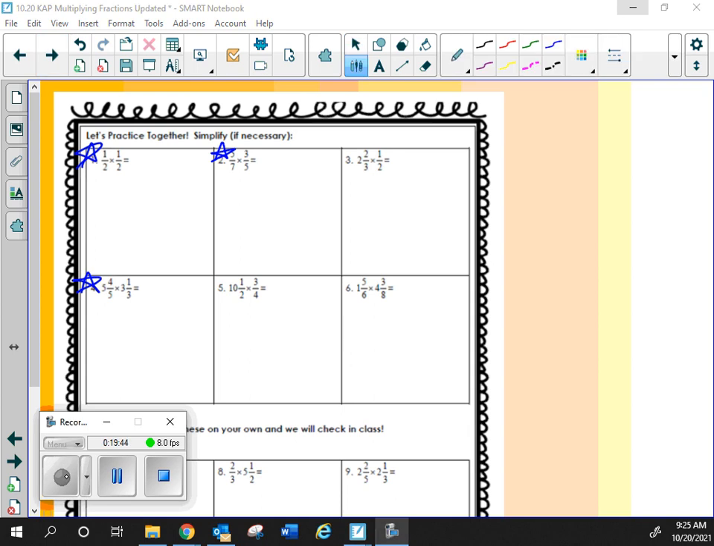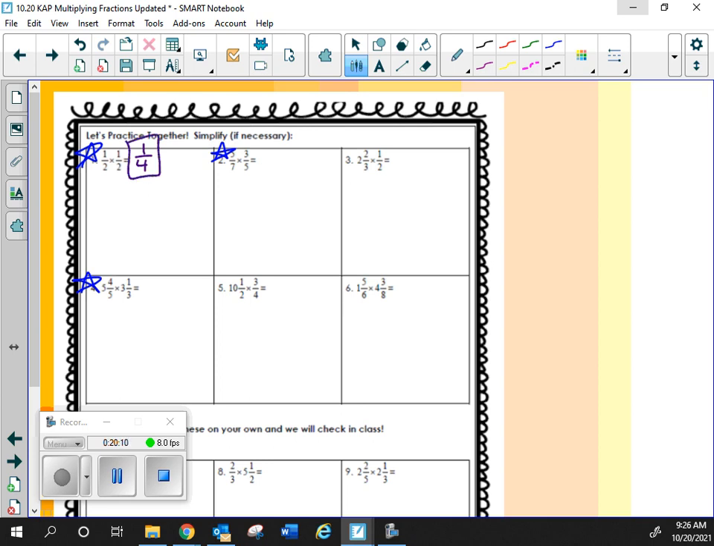1/2 times 1/2. There's a lot more mistakes than I should be making. We do top times top, bottom times bottom. So times with me. What is 1 times 1? 1. See, a lot of people putting 2. We are multiplying. Okay, not adding, we are multiplying. That should be 1 over 4. Can I simplify that? No. Okay, it's 1/4.